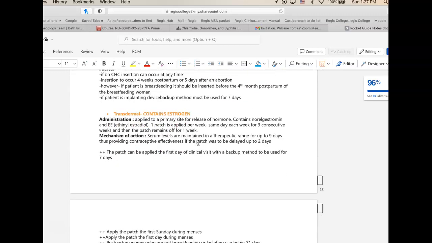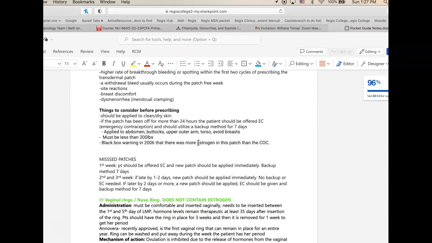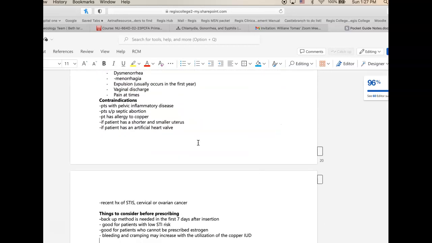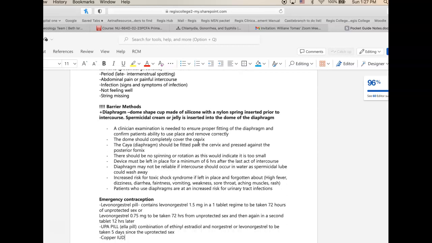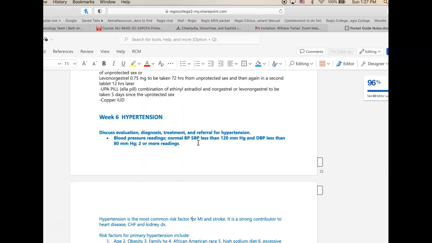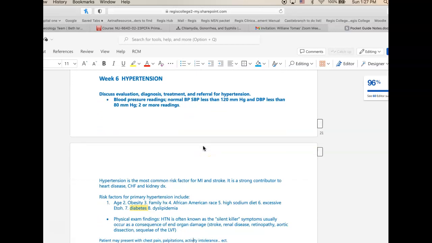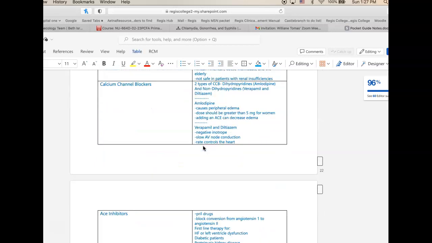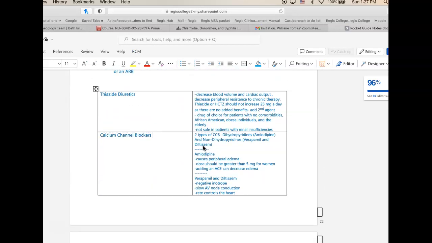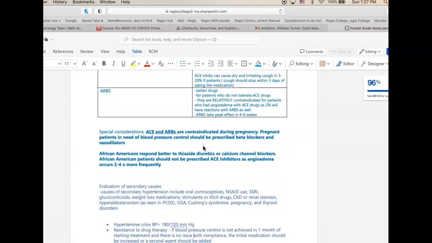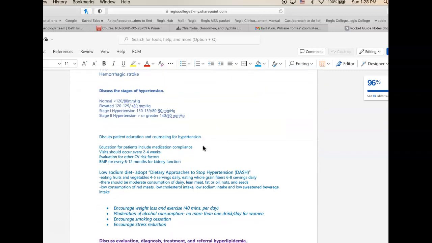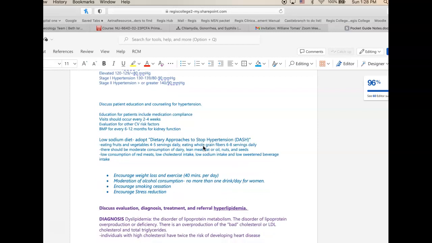And I went through all of those, including patches, Nexplanon, IUDs, vaginal rings, spermicides, and barrier methods. And then we moved into hypertension, which was week 6. I discussed diagnostic terms for hypertension as well as physical examination findings, and then I included information specific to each of the medications that are used for hypertension. I also encouraged education and counseling. That's going to be definitely part of our everyday as providers.